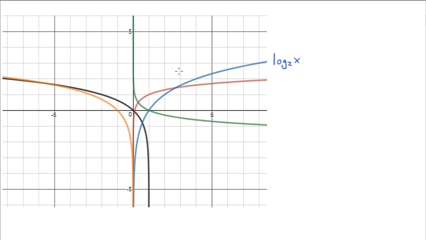I want to try to look at some of these other ones. This orange one seems pretty interesting right here. Take a look at this, because it goes through the point -1, 0, so I'm thinking this is the x mirrored. I'm thinking this has got a negative x in it. This is the log of some base with a negative x.